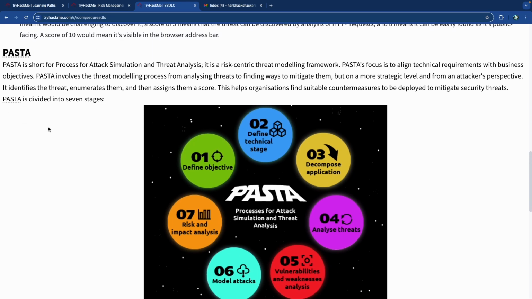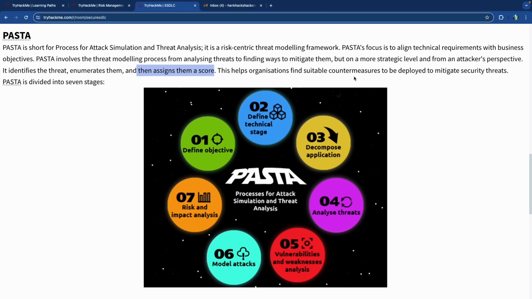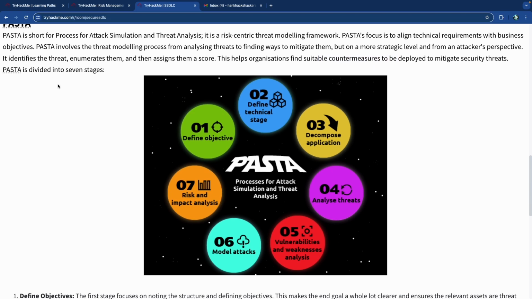And then we have PASTA, so Process Attack Simulation Threat Analysis. And it's risk-centric. It focuses to align technical requirements with business objectives, and involves the threat modeling process for analyzing threats to finding ways to mitigate them. So everything in between as well. And on a strategic level and the perspective of the attacker is what PASTA kind of looks at. It identifies the threat, enumerates the threat, and then assigns a score to the threat. And it can help anybody, especially the company you work with, you yourself, to find suitable countermeasures to mitigate the threat. And it's divided into 7 stages.